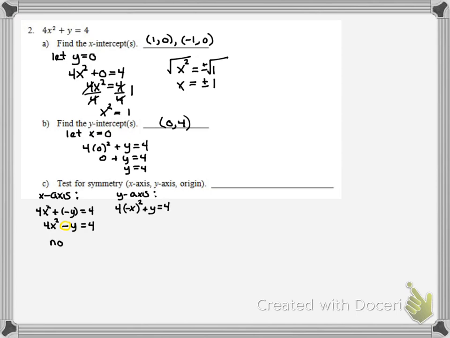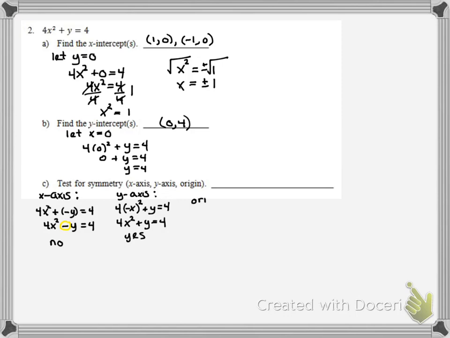Again, you want to simplify. When we square negative x, it is the same as x squared. The negative times the negative becomes a positive. So notice what just happened here. We did end up with the exact same equation that we started with. So it definitely does have y-axis symmetry.